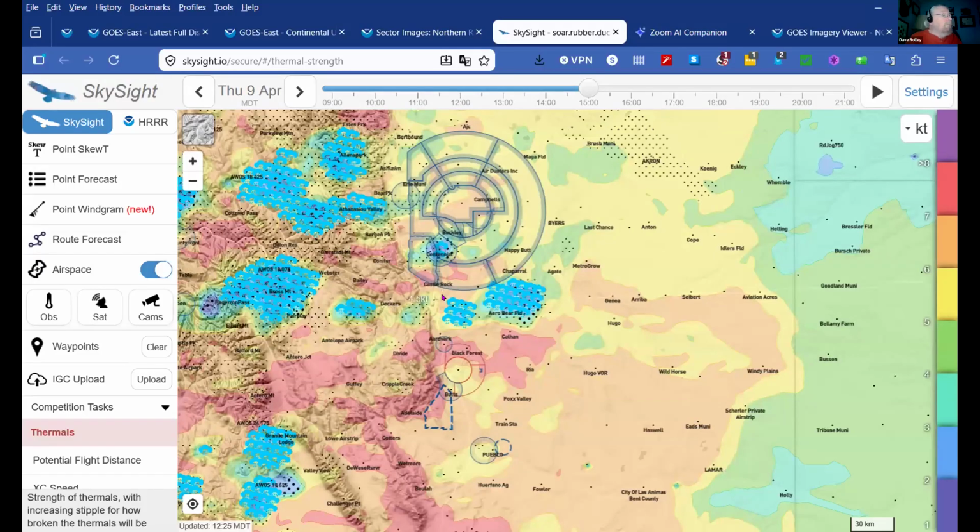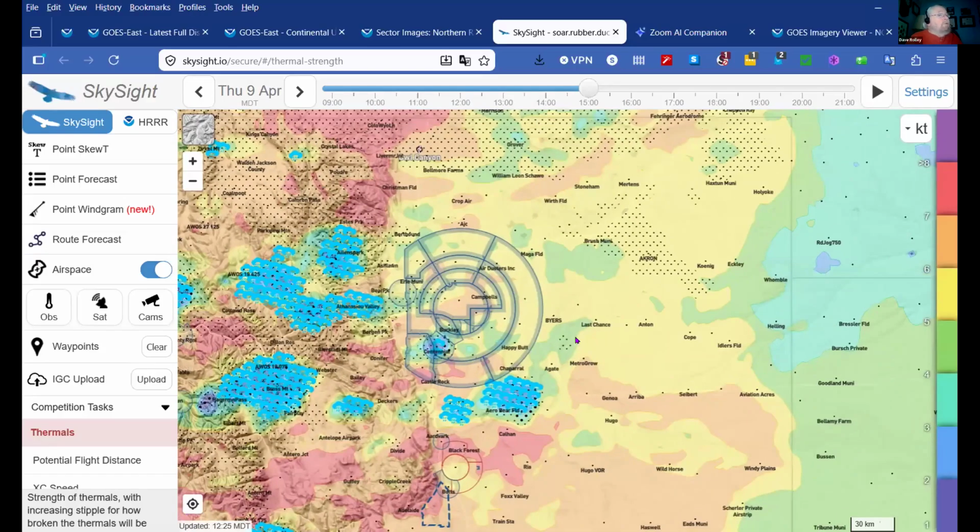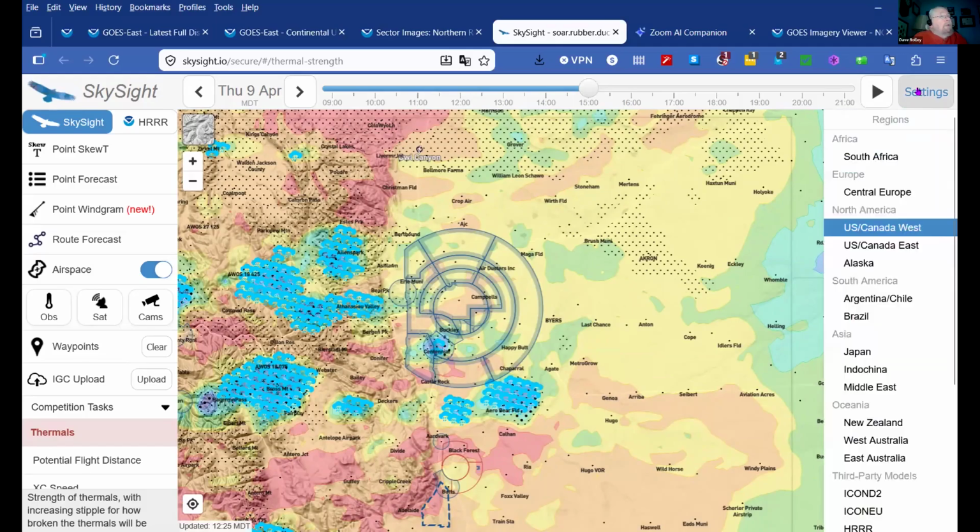That's better. Okay. So this is SkySight, and now comes the fun part. This is a subscription service. It runs on the network. You don't have to install software on your computer. It runs in a web browser. You have settings over here on the top right, and so you can tell it where you are. So for instance, in my case, I'm telling it I'm in North America, US, Canada, and West.